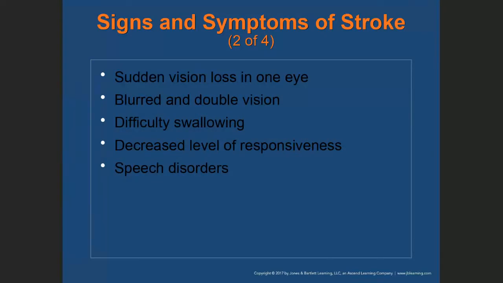Sudden vision loss in one eye, blurred and double vision, difficulty swallowing, decreased level of responsiveness, speech disorder. They may also have neglect. So the patient may have neglect. What does that mean? It means that the side that the stroke has affected, their brain doesn't acknowledge that it exists. It's like it no longer exists for them. That's neglect. They can also have issues naming an object and using an object.